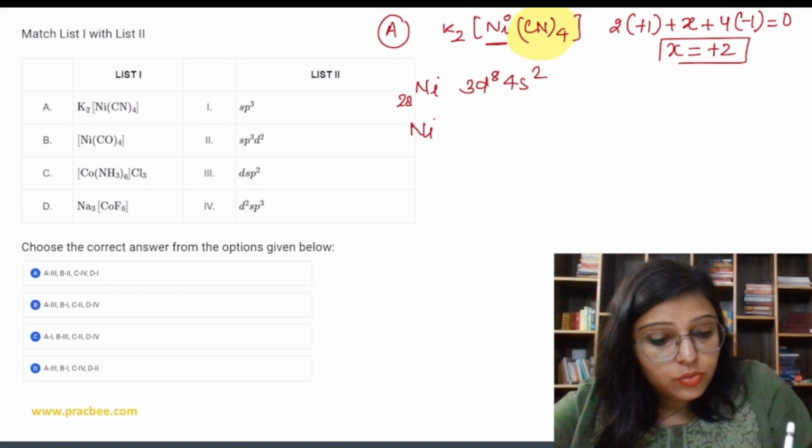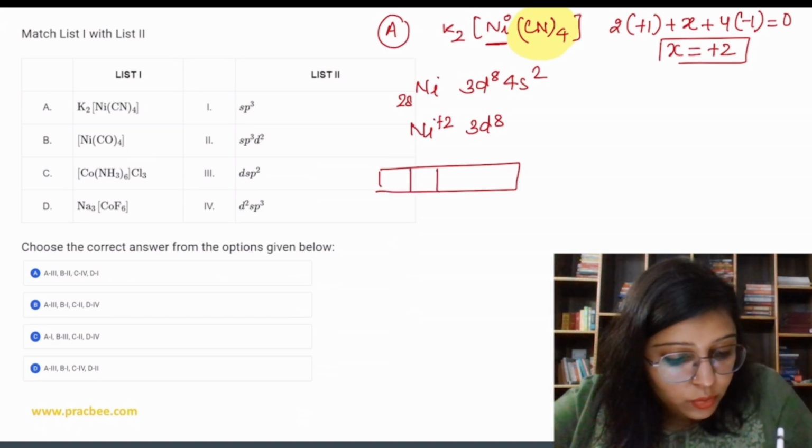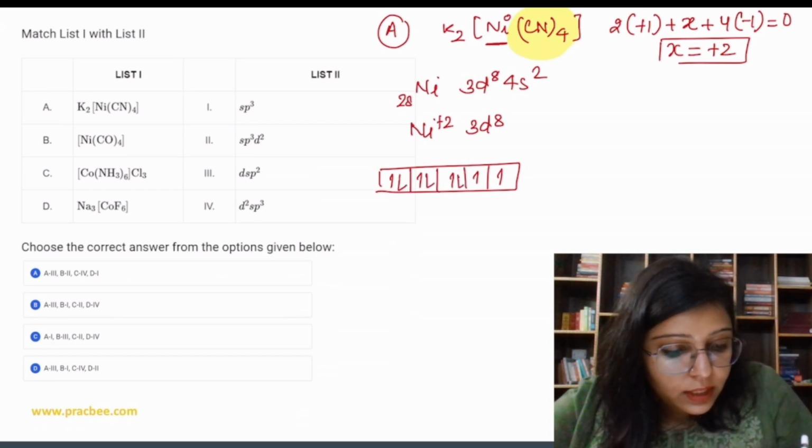Now nickel plus 2 is going to be 3d8. It means we have 8 electrons in 3d: 1, 2, 3, 4, 5, 6, 7, 8. Now we have 4s and 4p, and they are empty.